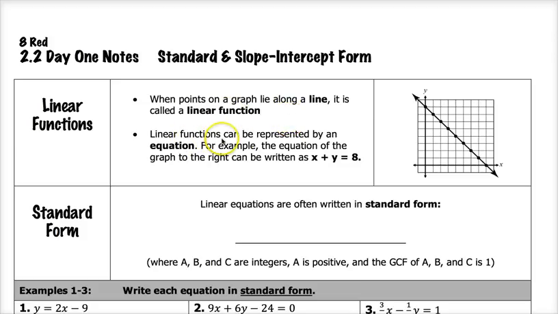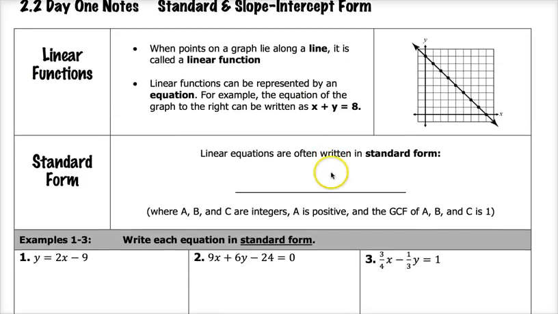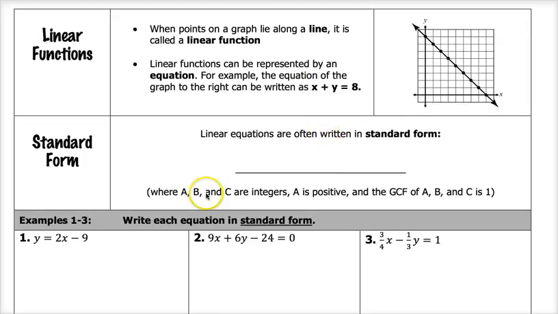Linear functions we can represent by equations, and for example, this graph here could be represented by the equation x plus y equals 8. This equation is in what we call standard form, and so that's the first form I want to talk about and review with you here in this video. Standard form is written in this form here, ax plus by equals c.